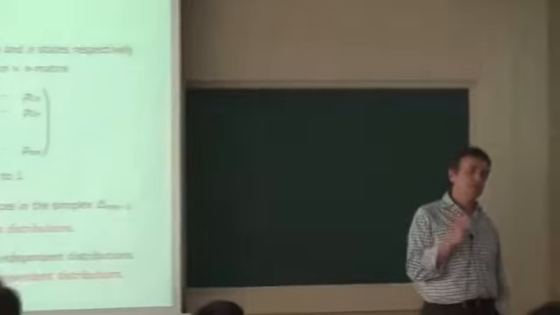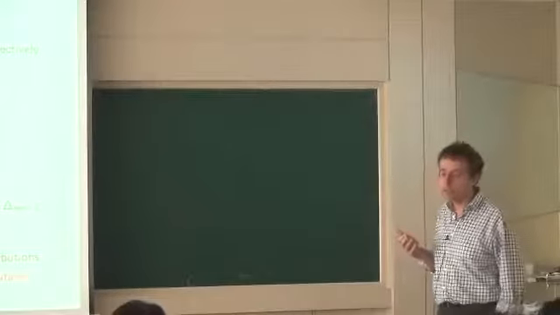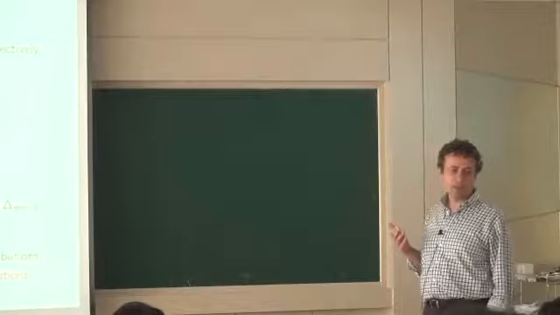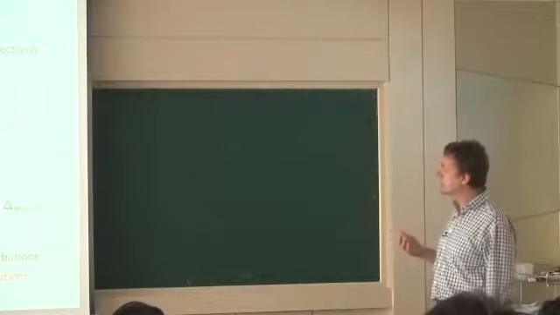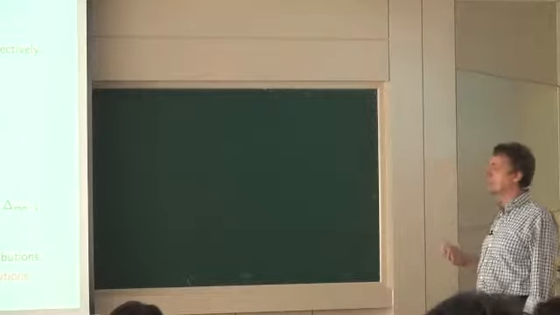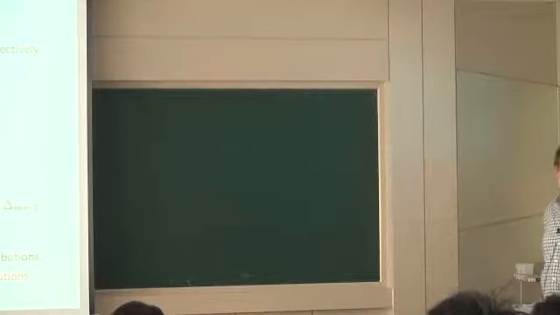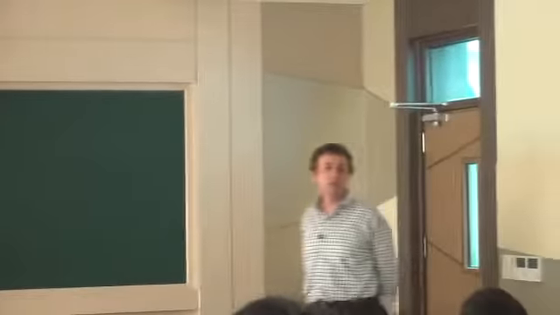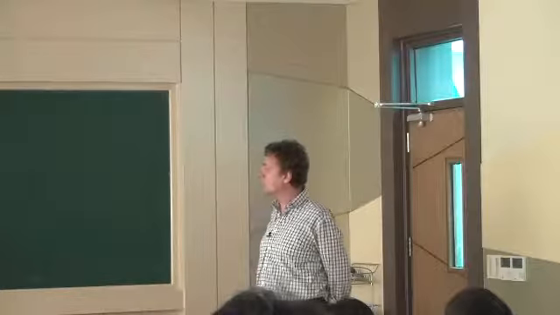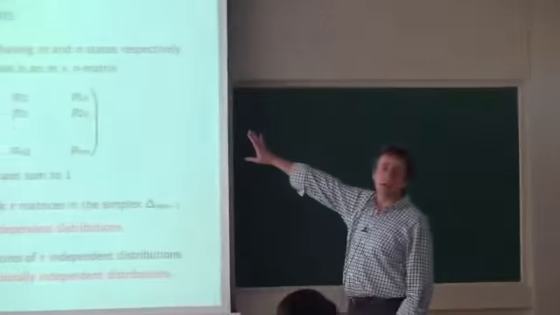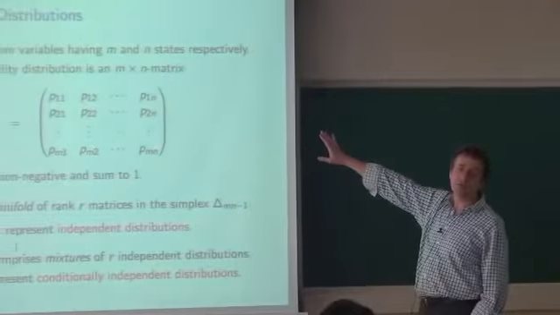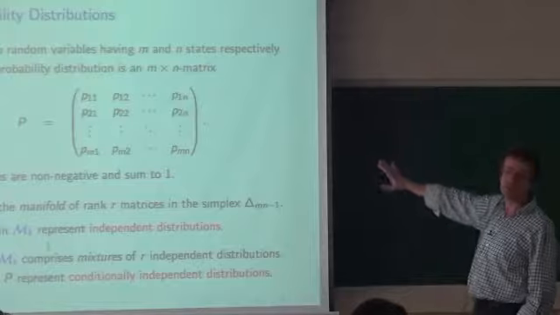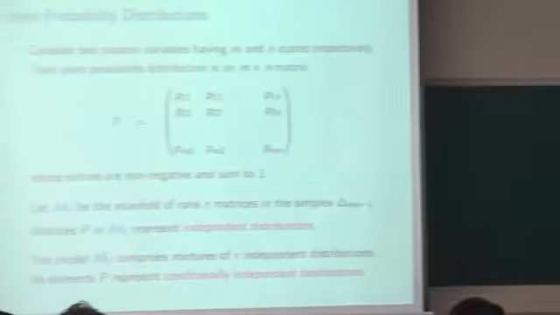So pij represents the probability that the first random variable is in state i and the second random variable is in state j. Now if these things are probabilities, they should be non-negative real numbers that sum to 1. So we're studying m by n matrices with non-negative real entries whose entries sum to 1.